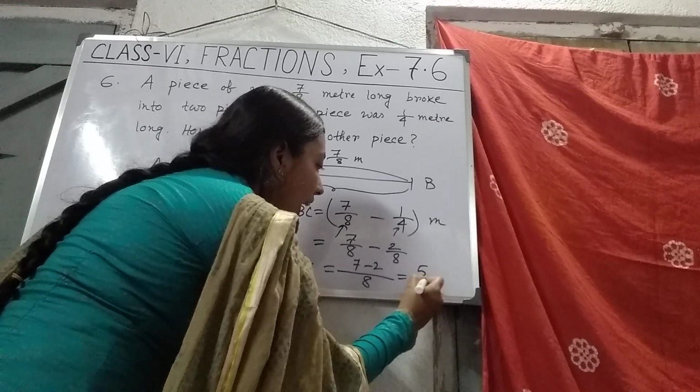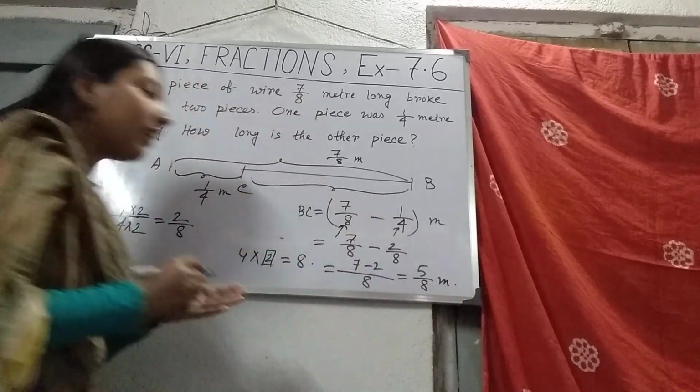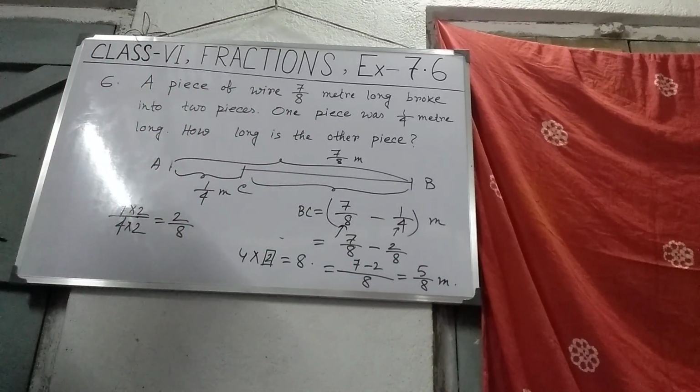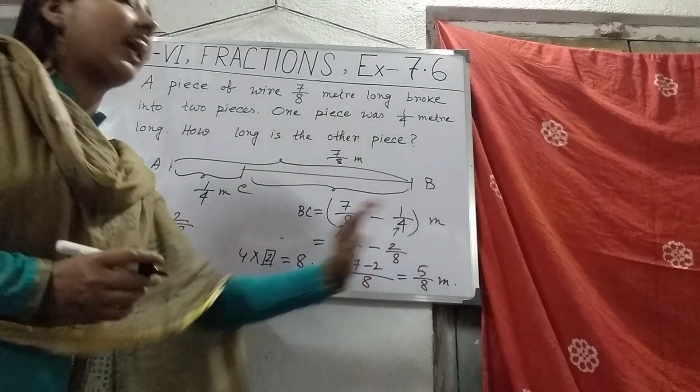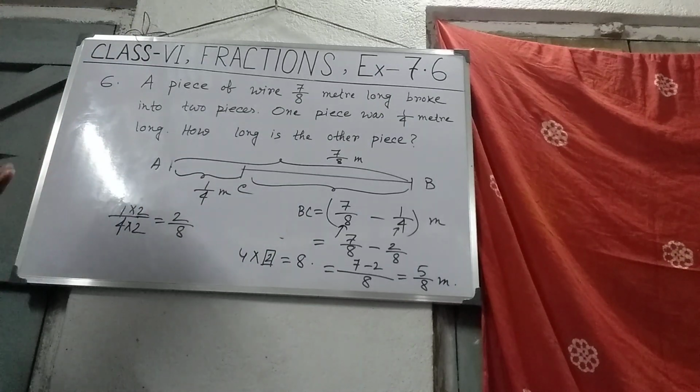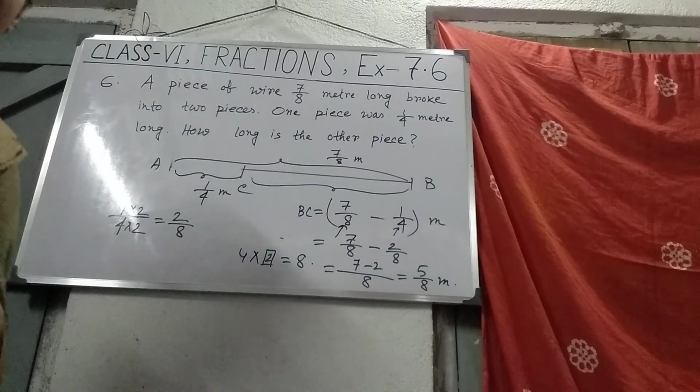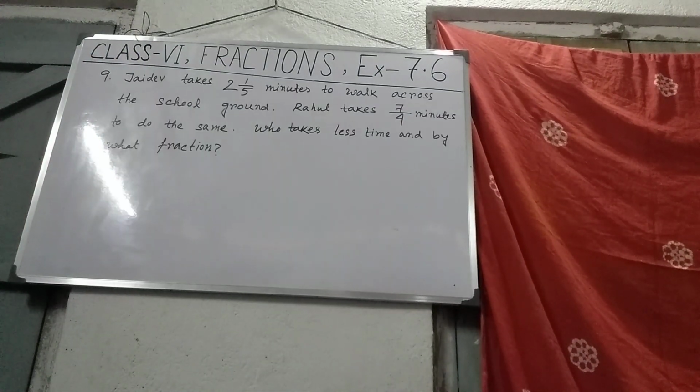That means 5/8 meter will be the answer. So the other piece is 5/8 meter long. This will be the answer. Okay. Now we move to the next question. Question number 7 and 8 will be done by yourself. You can easily solve if you understand the previous sum.